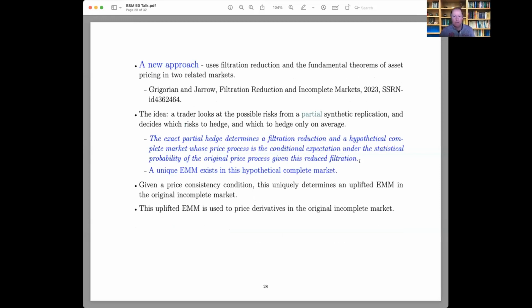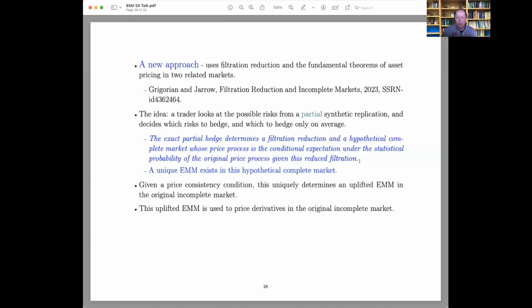In my most recent research, this is sort of like a marketing pitch, I have a new approach because I've been thinking about this problem for a while, how to price in an incomplete market. And it uses ideas from the mathematical notions of filtration reduction and just the fundamental theorems of asset pricing, but in 2 related markets. I give the reference here, SSRN, in case you're interested, but there's what I'm going to call the original market, and then I'm going to create a hypothetical market. And let me give you the idea underlying this new pricing method.